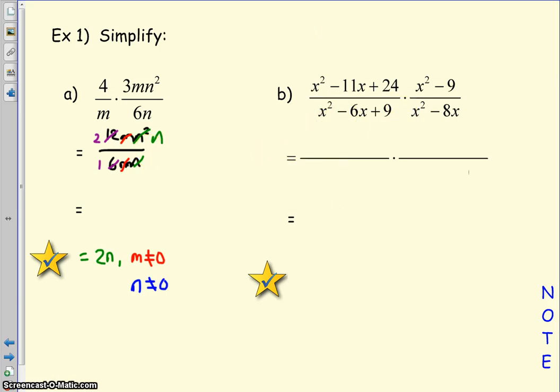Okay, so similarly, let's take a look at B. In B, again, everything's already in multiplication, so there's no need to change anything there. But you'll notice that nothing's factored here, so everything needs to be fully factored. What I'd like you to do first now is take a minute, factor each of these quadratics here: x squared minus 11x plus 24, x squared minus 6x plus 9, x squared minus 9, x squared minus 8x. So start by putting the factored form for each one of these in its correct spot, then we'll take it forward from there.